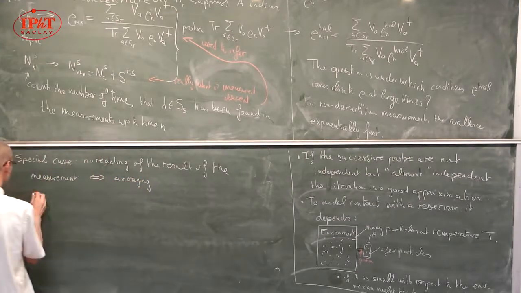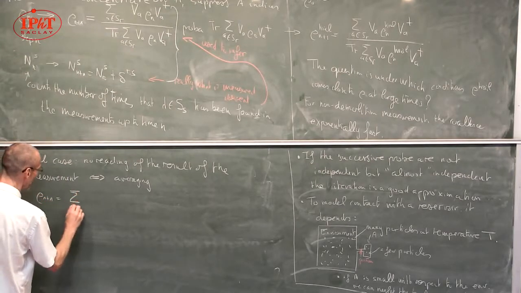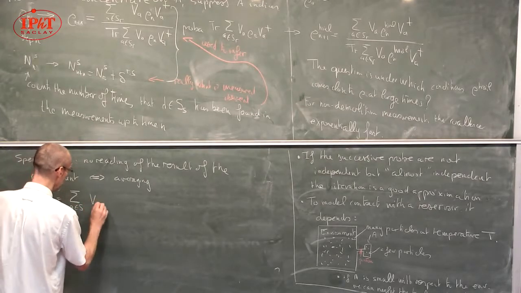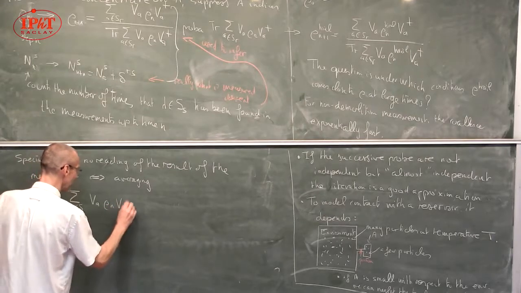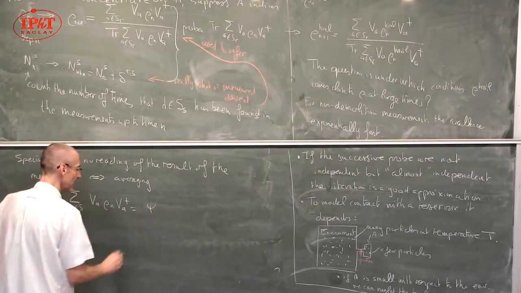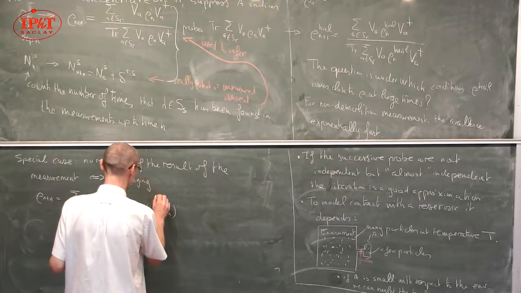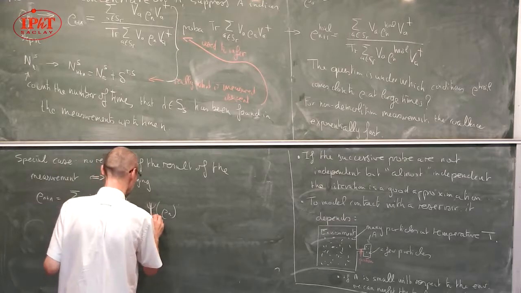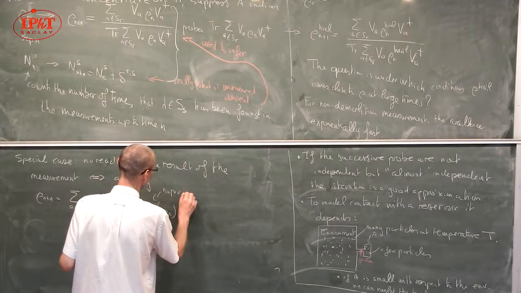And so this says that rho n plus 1 is just equal to the sum over A belonging to S of VA rho n VA dagger, which is psi of rho n. I call it capital psi. This is the super evolution super operator.